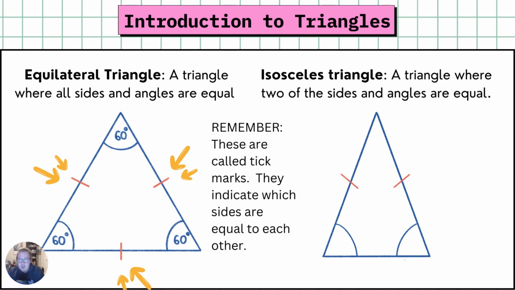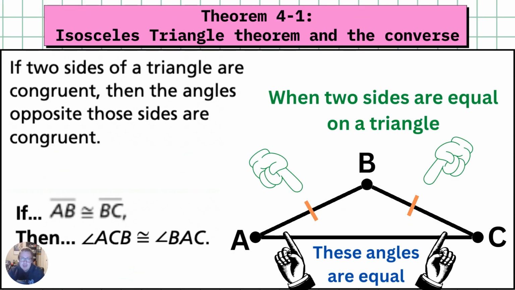The other triangle, of course, is the isosceles triangle. An isosceles triangle is where two of the sides and two of the angles are equal. Let's go into that a little bit deeper. As you can see here, if I see that two sides are equal, I know that those two angles on the inside are equal to each other. You can see those little fingers pointing towards the angles at the bottom. So in this case, angle C would be equal to angle A.